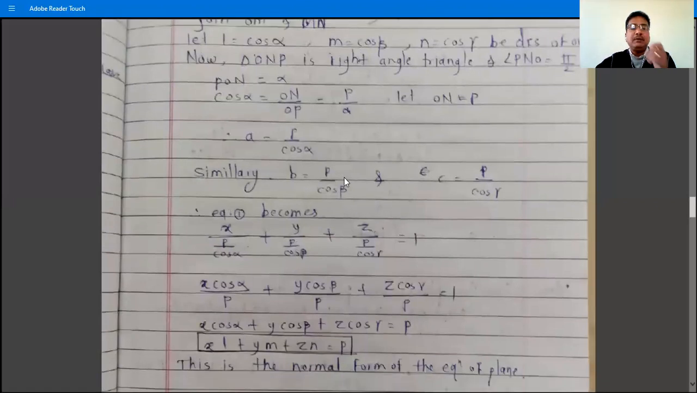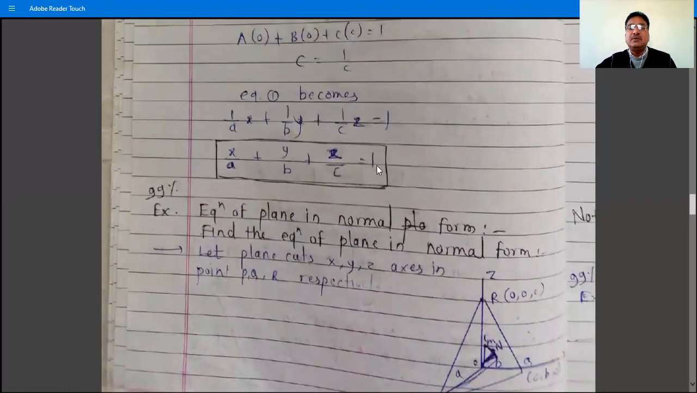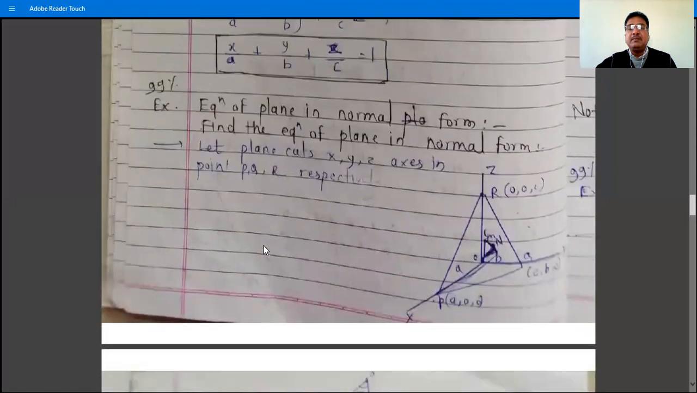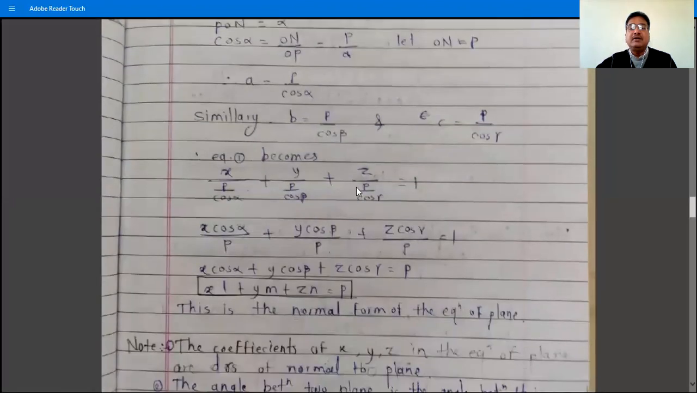Similarly, small b is p by cos beta, and small c is p by cos gamma. By similar proof we have this. And then equation 1 becomes x by a plus y by b plus z by c is equal to 1. Substituting a as p by cos alpha, b as p by cos beta, and c as p by cos gamma.